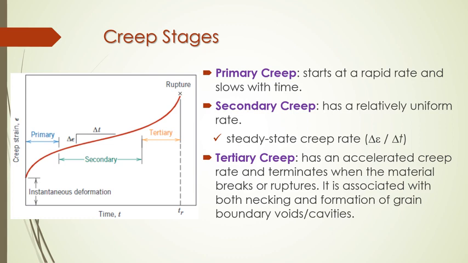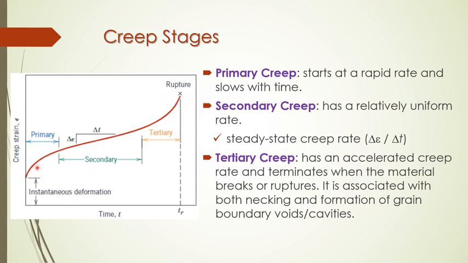Okay, so this is the graph that represents the creep process, the process of creep across time. The x-axis is time and the y-axis is the strain, or the elongation. And as you can see from this graph, there are actually 3 different stages of creep before the material ruptures or fractures.